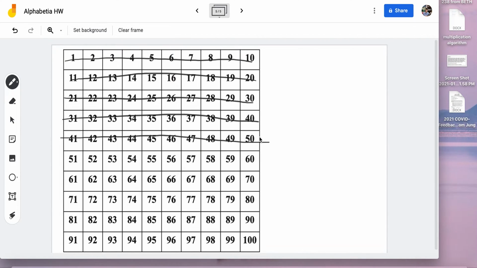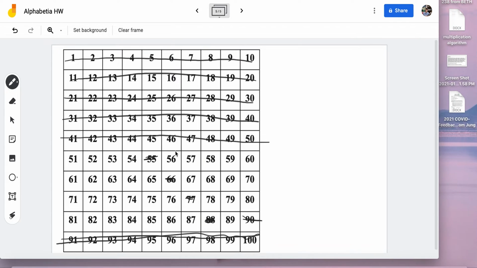The second clue is the number is less than 90. So any number that is greater than or equal to 90, we don't have to even look at them. So these are all out. The third clue, the two digits are different. So you need to cross out all the numbers where both digits are the same, like this. These, they are out. Fourth clue, the tens digit is larger than the ones digit.